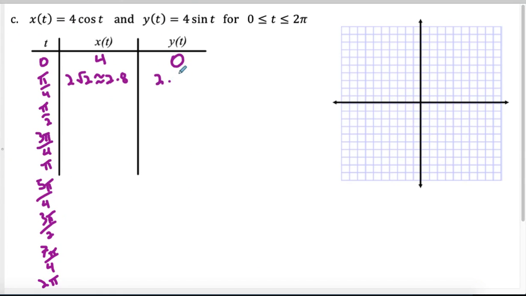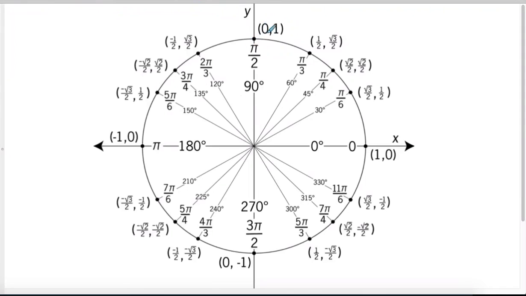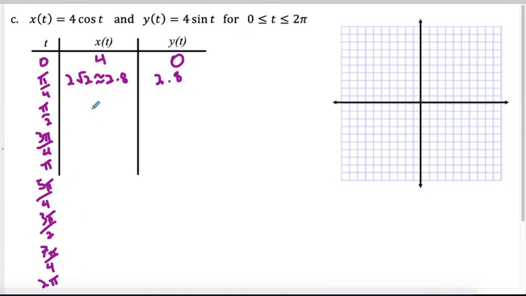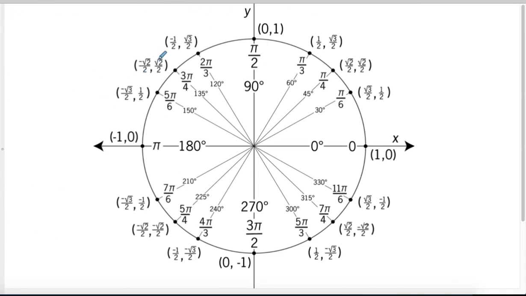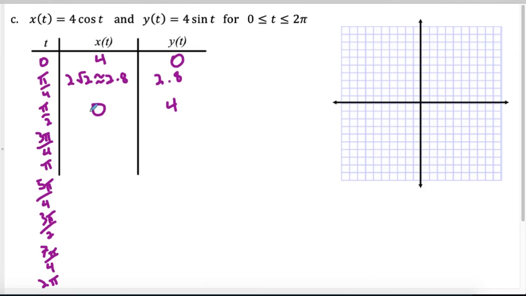Okay, so that means this one would be the same. Pi over 2 on the unit circle, cosine is 0, sine is 1. So that means 4 times 0 is 0, 4 times 1 is 4. At 3 pi over 4, we will be at negative square root of 2 over 2, square root of 2 over 2. So that means that the cosine would be negative 2.8, 2.8 for the sine times 4. At pi, the cosine is negative 1. So negative 1 times 4 is negative 4, and the sine is 0, so 4 times 0 is 0.